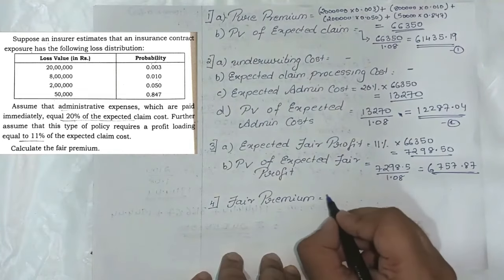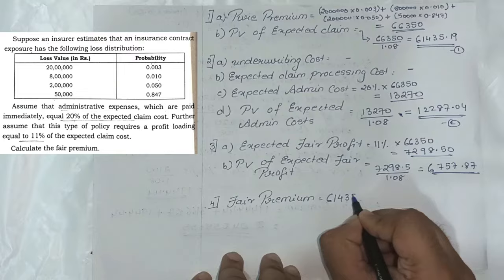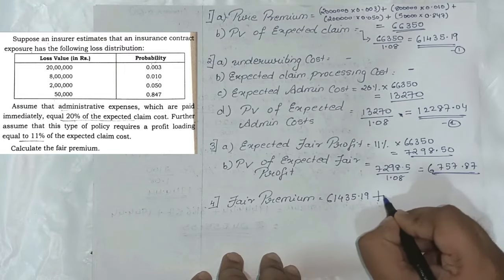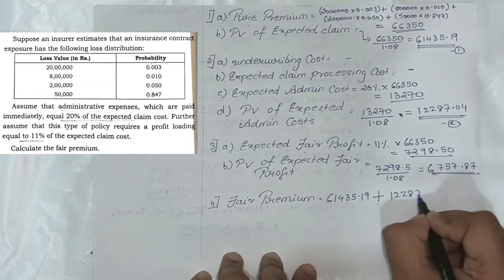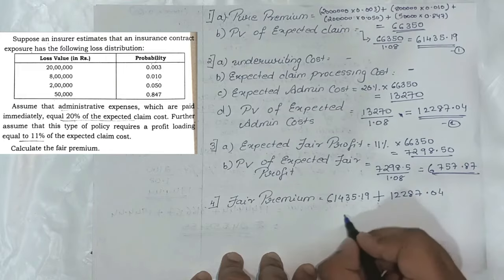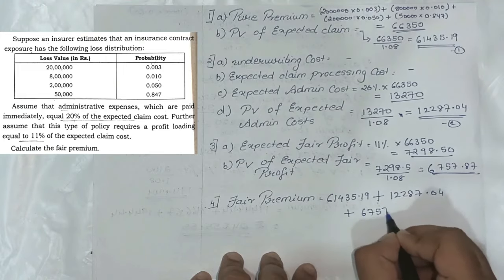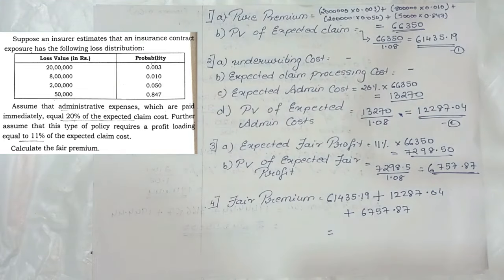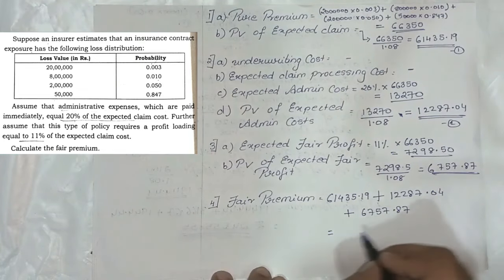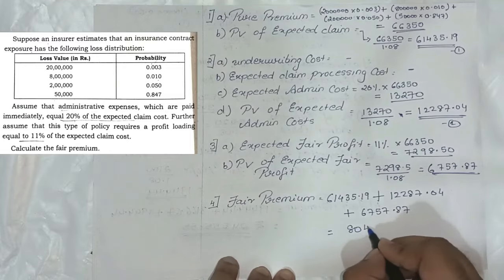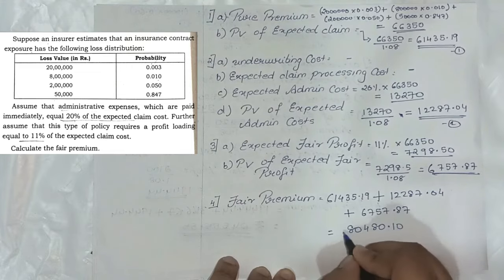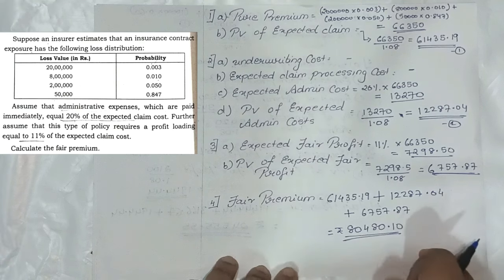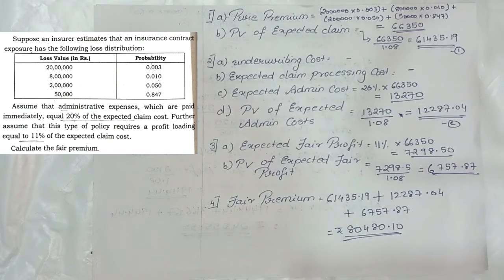Now we note down the premium, so we get the premium as 61435.19 plus 12287.04 plus 6757.87. On our calculator, when we add up all those three values, the final answer that we should get is 80,480.10 in rupees. So therefore, our fair premium value of premium is equal to rupees 80,480.10.